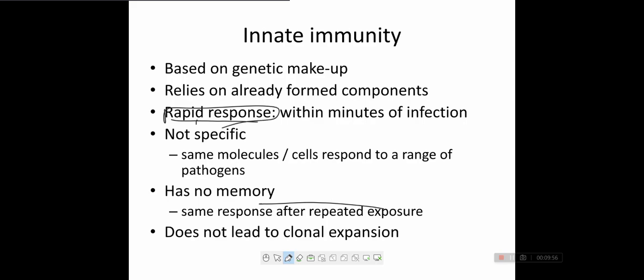When infection attacks the body, the first line of defense is innate immunity. They are activated in minutes. It is not specific. Innate immunity is not a specific immunity. The same molecule responds to a range of pathogens. It has no memory, remember this. It has no memory like B cells. It does not lead to clonal expansion.